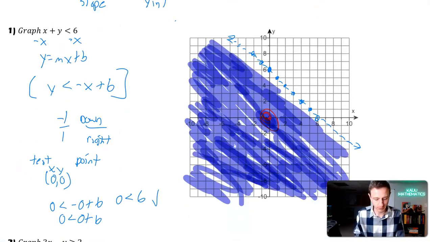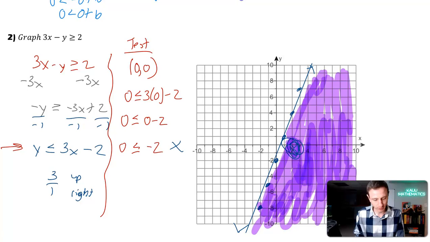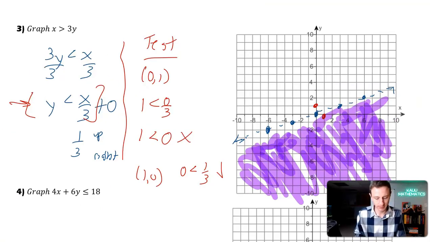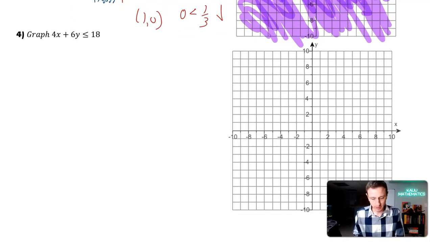Then if I go back to these other ones, this one was y is less than negative x plus 6. So less than, here's our line, so we highlight underneath because we want less than. Then here, this was y is less than or equal to 3x minus 2. So here is our line, and these values would be less than. Not super easy to see right away, but if you're pretty good with that, then it might cut down some of the work.